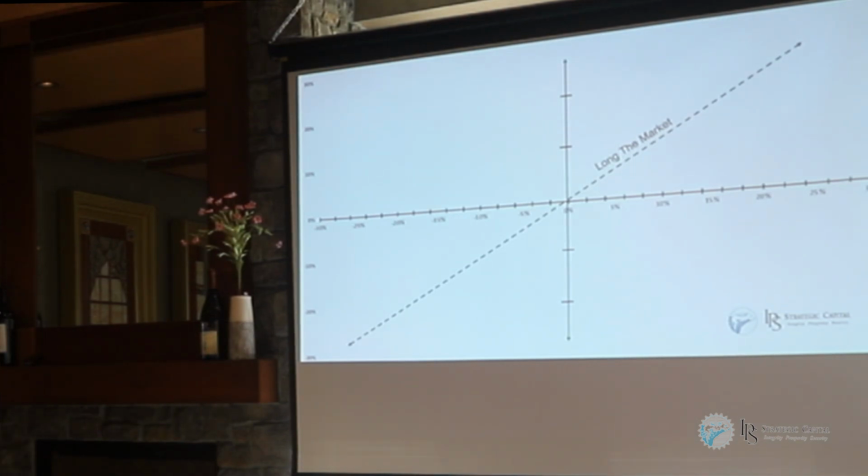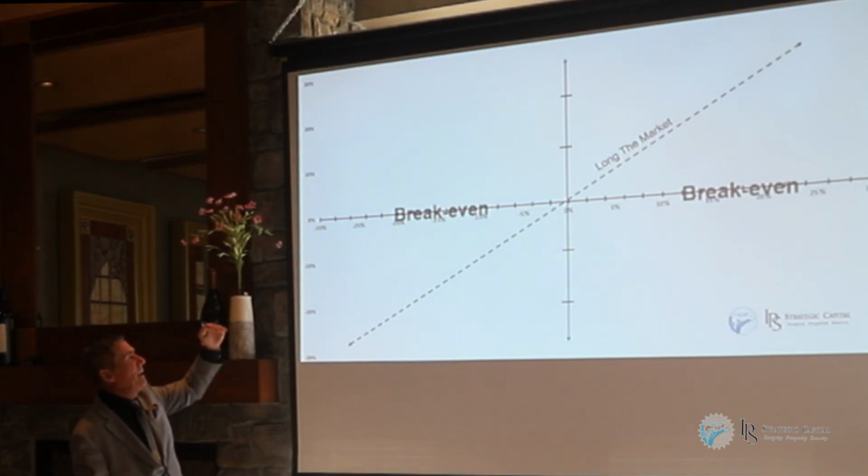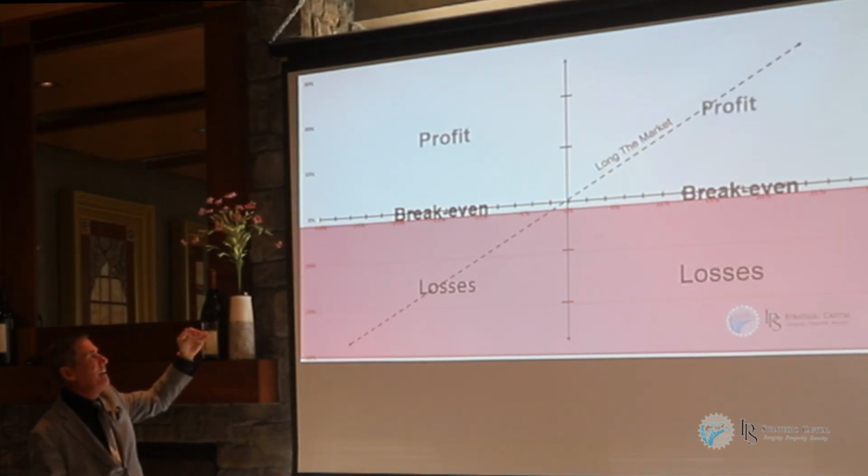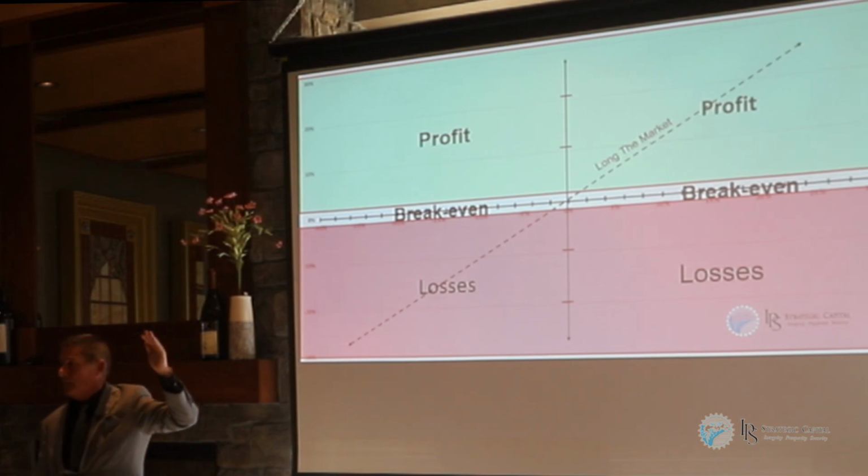That is what we use when I lecture. And so if you don't understand that, you cannot understand these next couple of graphs. So just in review, if I'm at the line, I'm breaking even. If I'm below the line, I'm losing. And if I'm above the line, I'm making.